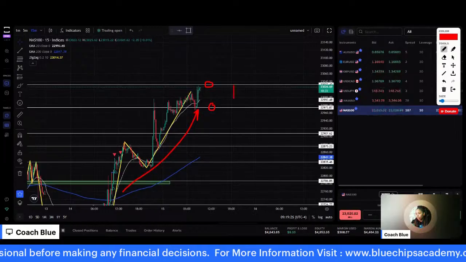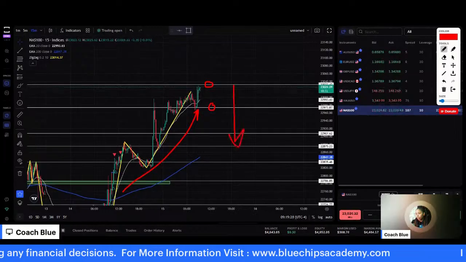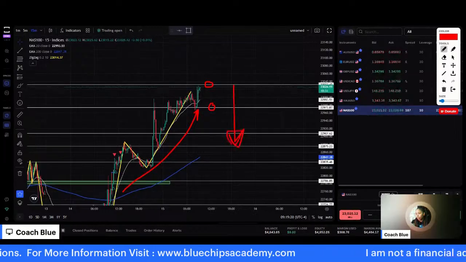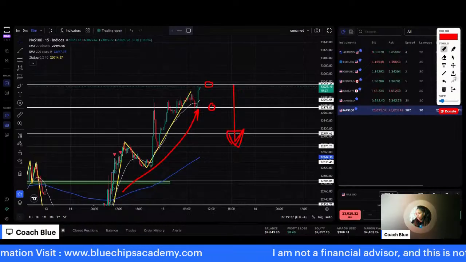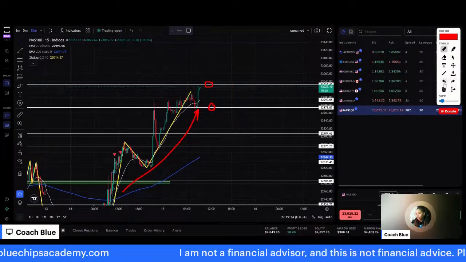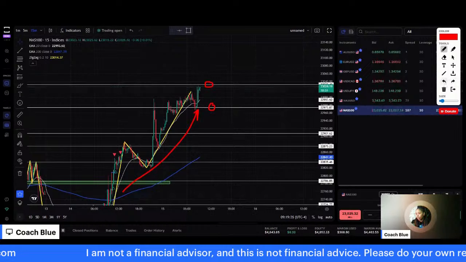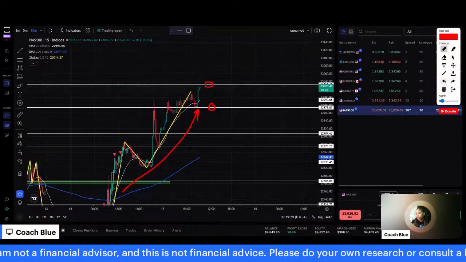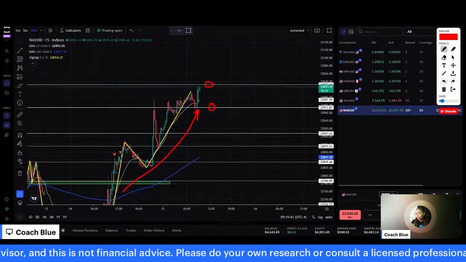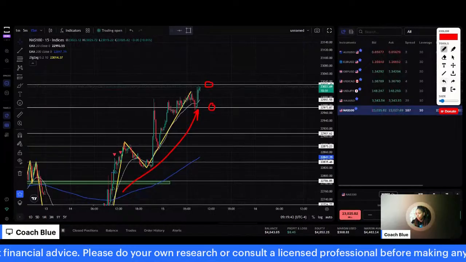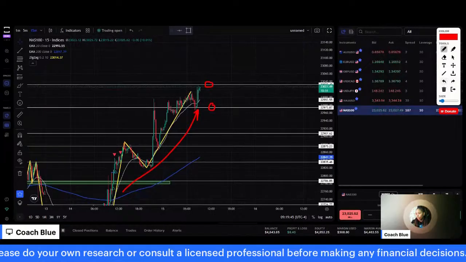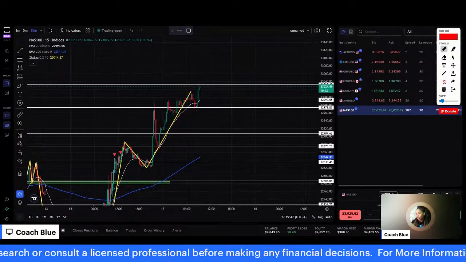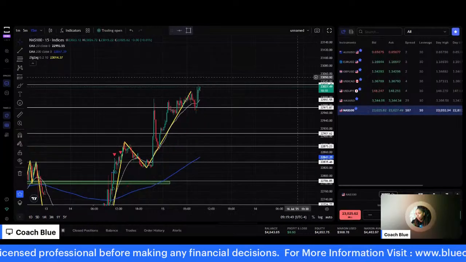Is there a chance that sellers can come down and push it down? Absolutely. Absolutely. But you don't have to take every trade. Okay? There's so many opportunities all day, every day for trading opportunities. So you don't have to always take every trade.